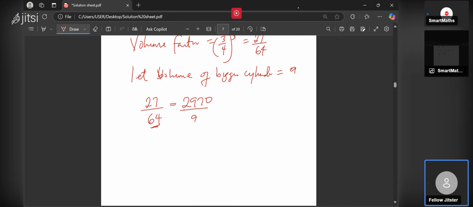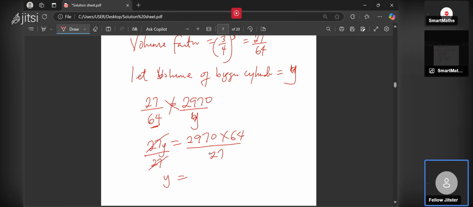Let me make it Y so that we will not be confused. We are now going to cross multiply here. That will be 27Y equals 2,970 times 64. Divide both sides by 27, so this cancels this. Then Y equals 2,970 divided by 27, which gives us 110, times 64. So that gives 7,040 millimeters cube. So that is the answer for this.